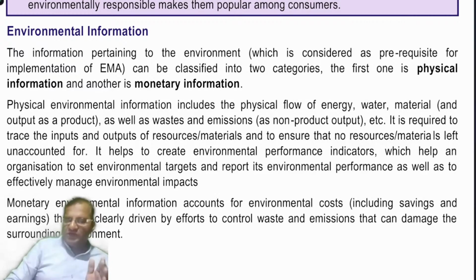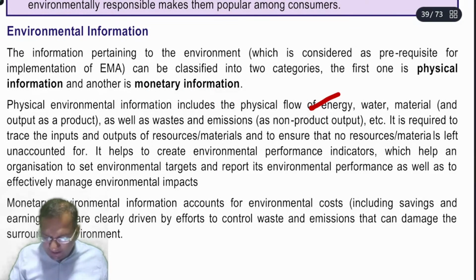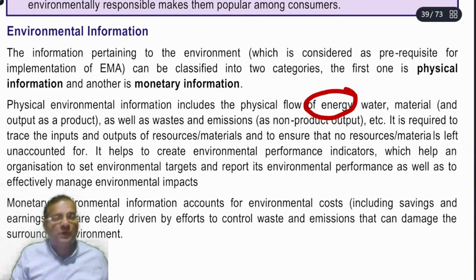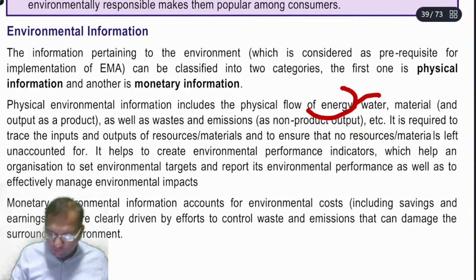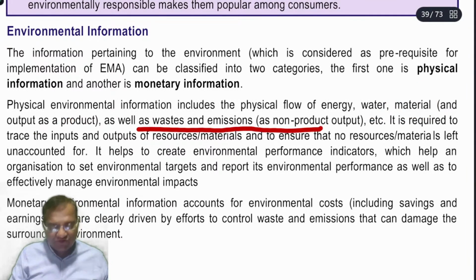Okay, beta. So what is environmental information? The information pertaining to the environment is known as environmental information. They are classified into two parts: physical information and monetary information. That is, how much kilowatt energy you have consumed, how much gallons of water you have consumed, how much raw material from the nature you have consumed, and its output thereafter, and what are the waste and emission.